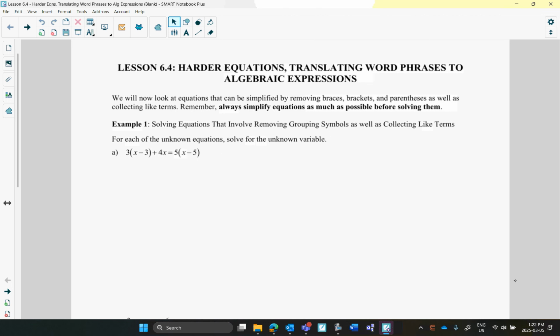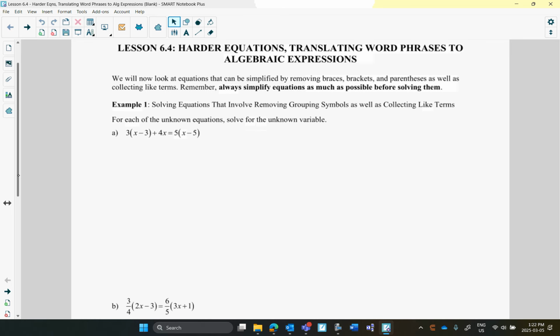Let's split this one into two lessons, just because the second part of the lesson goes well with the problem solving, which we're going to start tomorrow and next week. So just to wrap up the equation solving, hopefully you guys are at a comfortable spot where if I give you an equation, you know what to do to solve it. Well, here's the most complicated equations we're going to see.